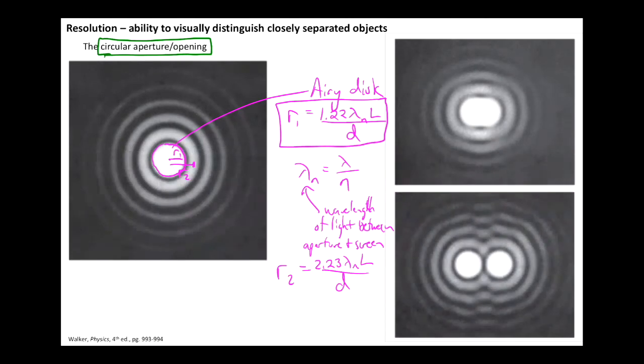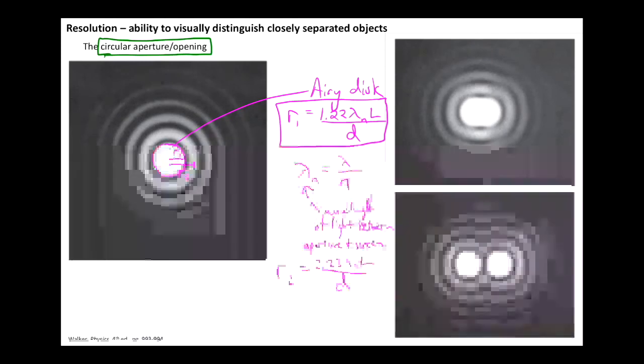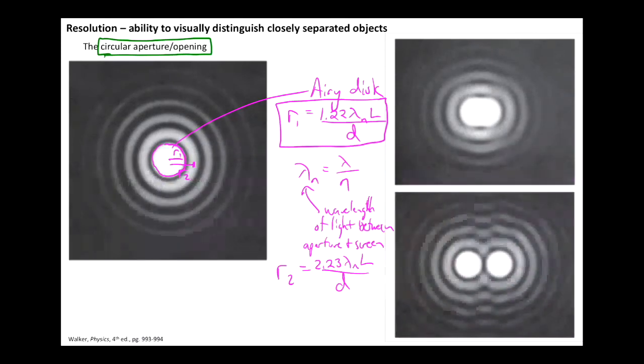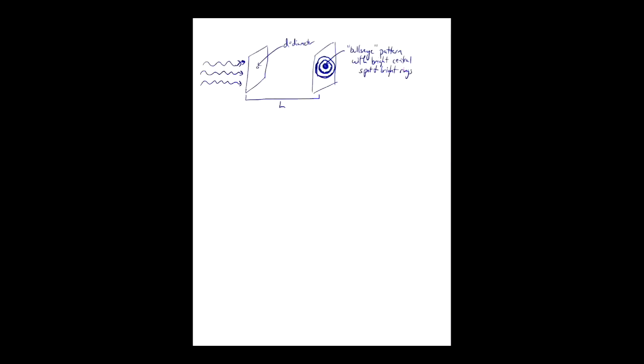So the problem is if I'm looking at two sources of light, it might be possible for the interference patterns of those two images to overlap with each other, and maybe I can't even tell that I'm looking at two different objects. There's some limit to my ability to distinguish between closely separated objects because of this interference effect when I look at light through a small opening. By the way, on this next slide, we could just do something like this.